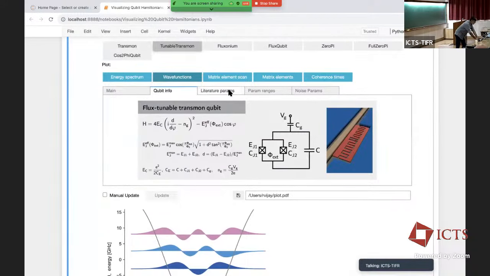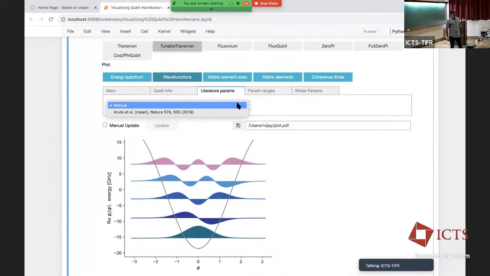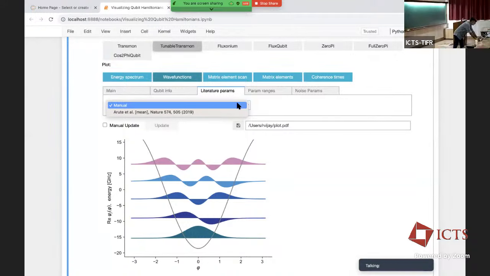What I found really fascinating was that they have given you literature parameters. So you can say, hey, I want to see the Hamiltonian for the device that was used in this paper, and you can select that. So they have chosen a few standard references. So it's really quite well thought out.